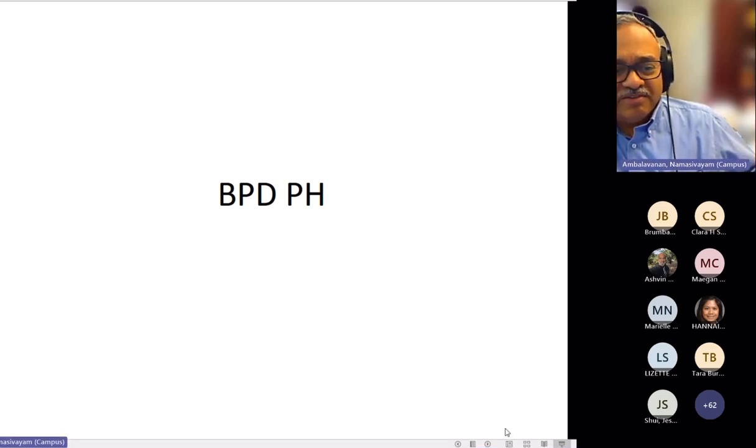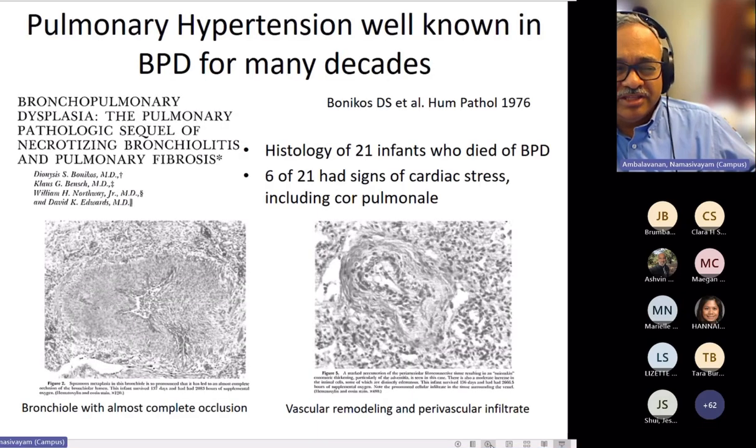Now, in the last 5-10 minutes, I'm just going to briefly go over pulmonary hypertension in the setting of BPD. This is not anything new. Back in the 1970s, the Northwest group showed extensive vascular remodeling, and 6 of the 21 infants who died of BPD had cor pulmonale. So BPD with pulmonary hypertension has been known since the beginning of the definition.